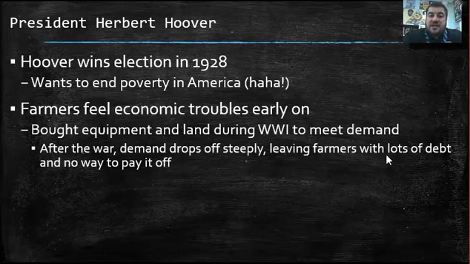Farmers in rural areas are actually one of the earliest to feel the troubles early on. They buy equipment and take out more debt in order to take a gamble on World War I because their demand for their food is huge. But after the war, demand drops off steeply, leaving farmers with lots of debt and no way to pay it off. So they are in debt. They may get their farms foreclosed on, but they are the first to feel the effects of this economy.